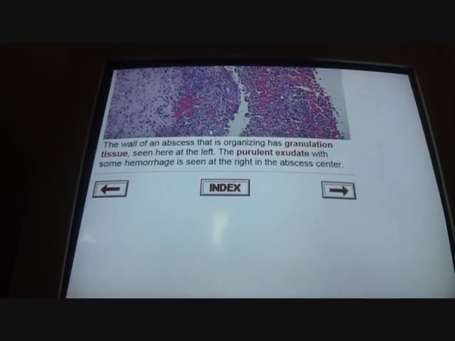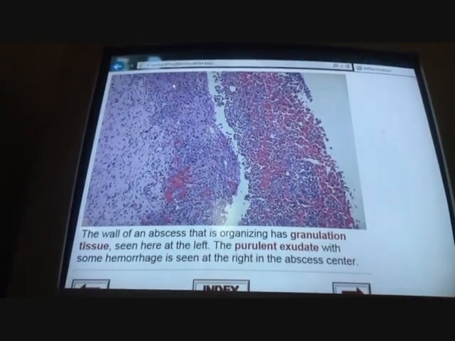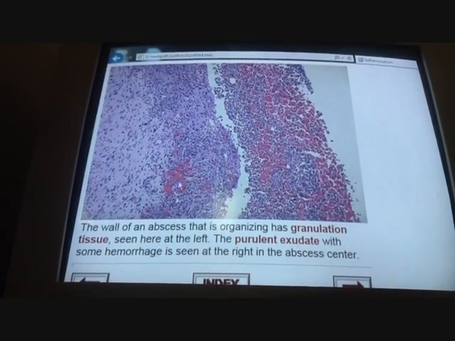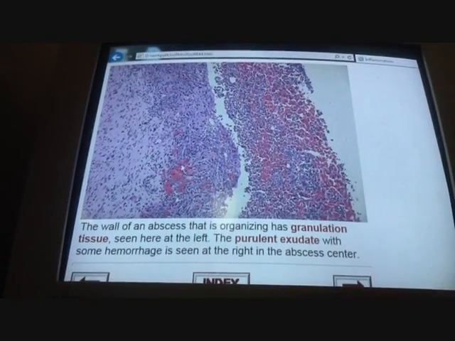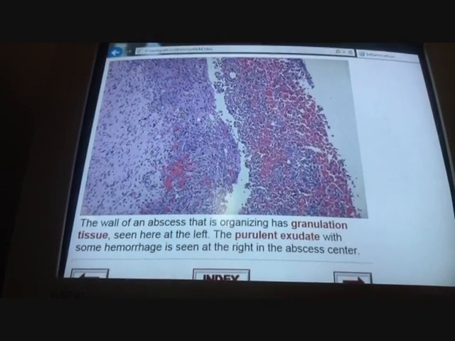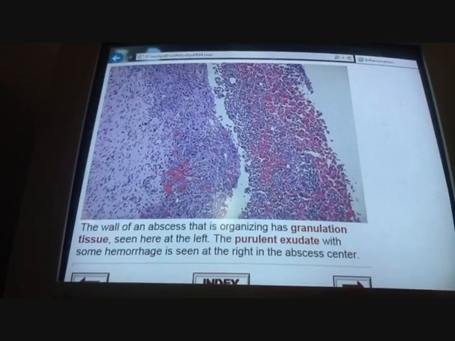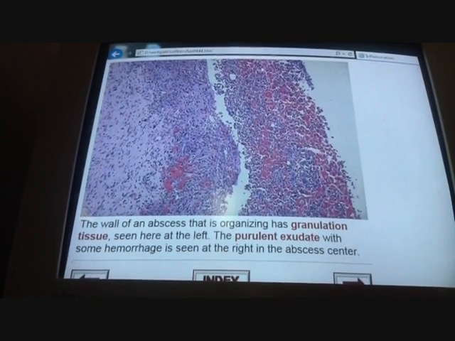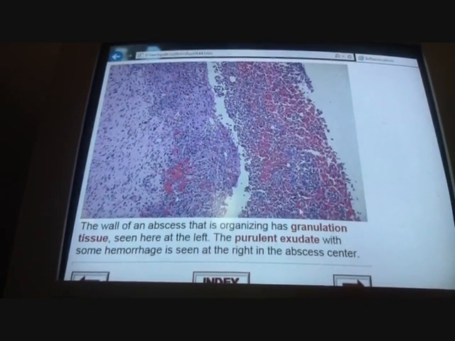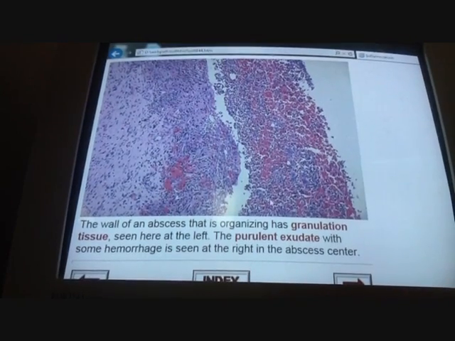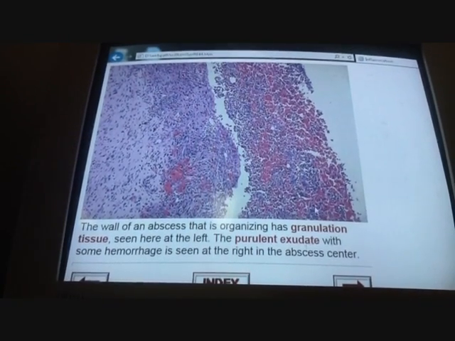So back again to an abscess. This is the wall of an abscess, okay? And you will find organizing, as we said, newly formed blood vessels along with fibroblasts. And in the middle, in the cavity of the abscess, you will find what you call purulent exudate, or clinically pus, which is a collection of RBCs, inflammatory cells, and dead cells in the center of the abscess.